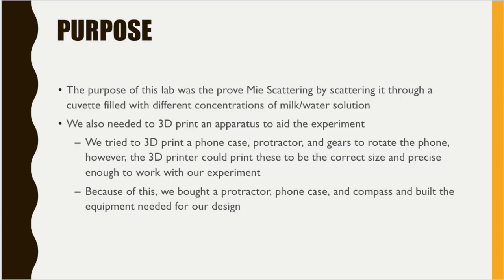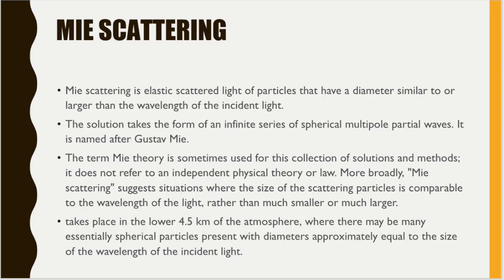So for this, we also were supposed to 3D print something to contribute to the experiment. So we tried to 3D print a phone case, protractor, and different gears to rotate the phone around the protractor, but the 3D printer couldn't print the correct sizes of what we needed, so we just had to go buy them. Background on Mie scattering.